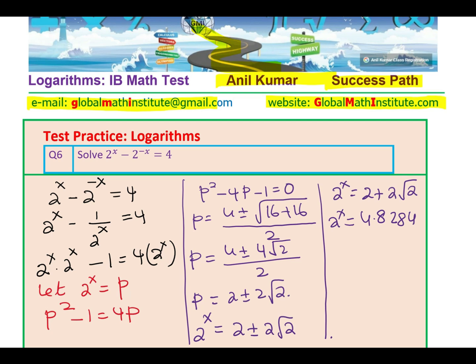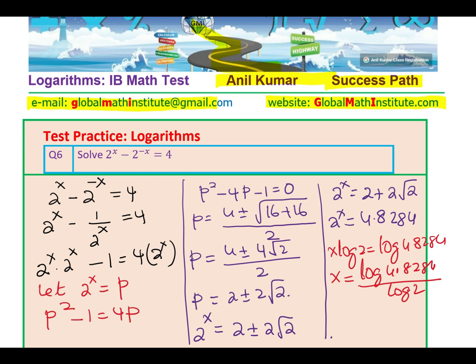So logs are inverse of exponential functions, right? So you see, it's a difficult question. Perfect. Okay, great. So when you take log, you get x log 2 equals log of, we are taking log to the base 10, 4.8284, and the value of x is log of 4.8284 divided by log of 2. Make sense? Right. So let's do it.